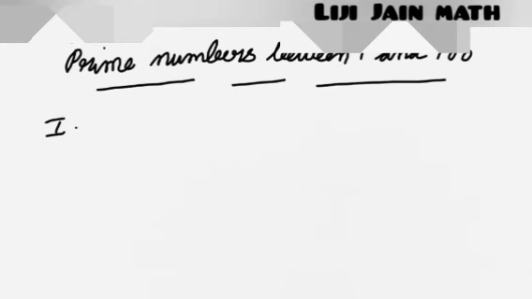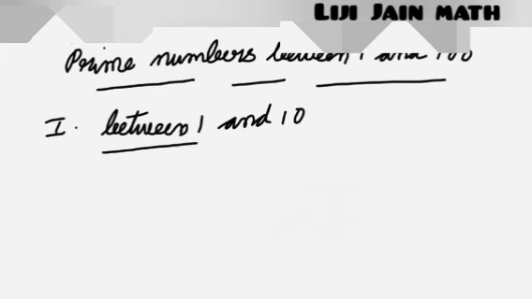First, Roman number 1. Let's write the prime numbers between 1 and 10 first. Is 1 a prime number? No, 1 is not a prime number. Is 2 a prime number? Yes. Is 3 a prime number? Yes. 4 is not a prime number. What about 5? Yes, 5 is a prime number. 6? No. 7? Yes. These are the prime numbers between 1 and 10.